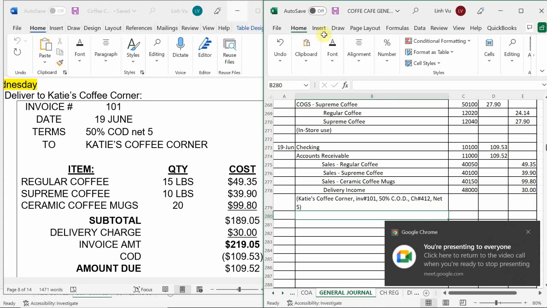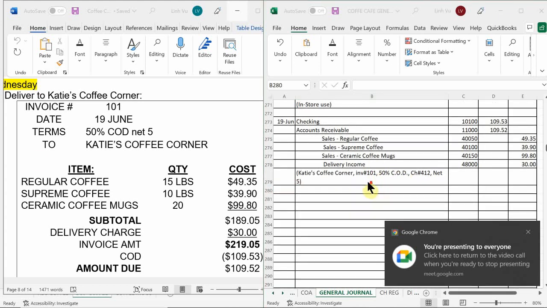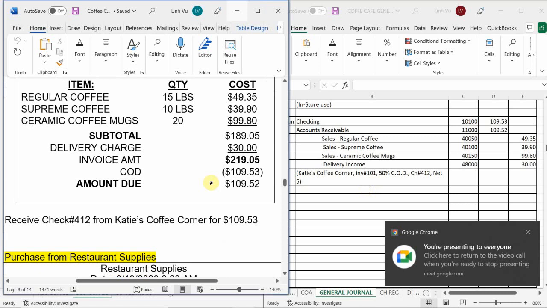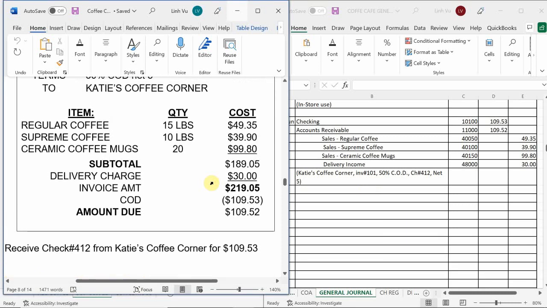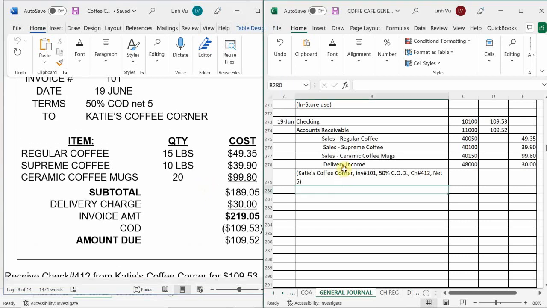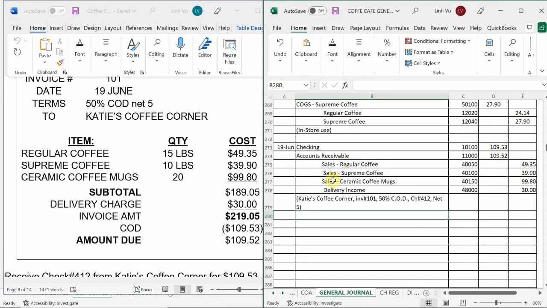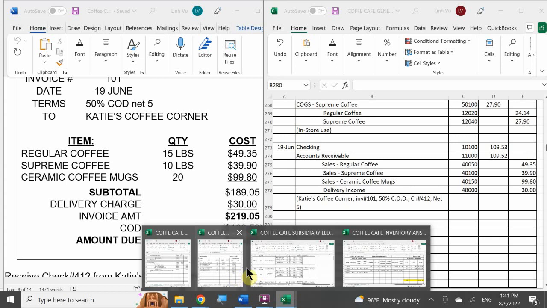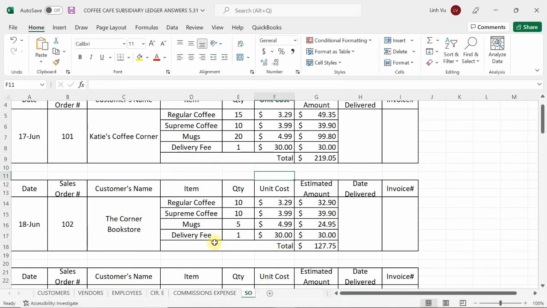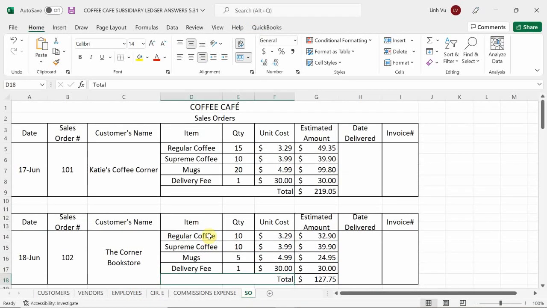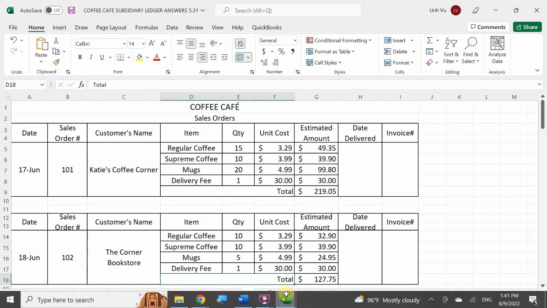Good. So what should we do next? There's a lot that is linked to this transaction. First of all, I made the sales order 101 delivered because I always forget. It's not on the same Excel page.